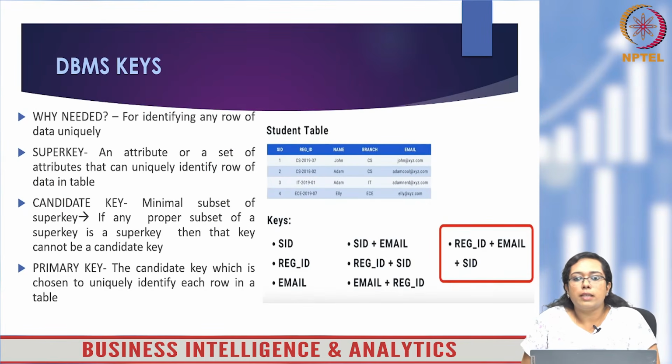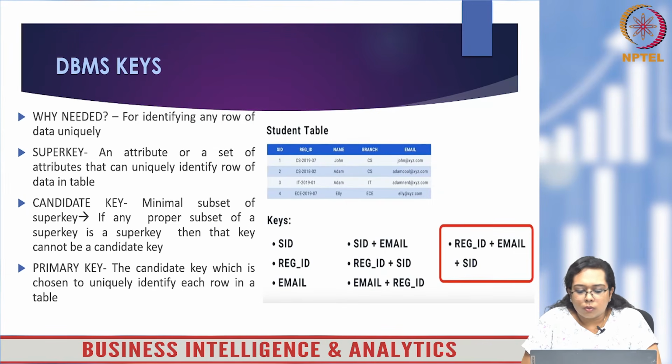The next topic is DBMS keys. So what are keys? A key is something that is used for identifying any row of our table or data uniquely. There are multiple types of keys. First we will be discussing the super key. For that, I need you to see this student table that is in front of us. It has the fields student ID, registration ID, name, branch and email. So there are 5 fields and 4 records.